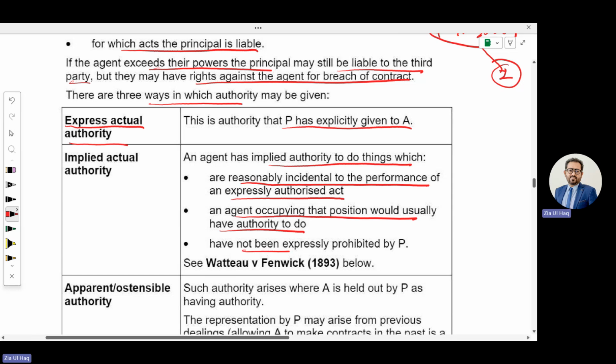They have not been expressly prohibited by P. I mean, P has not expressly said to the agent, okay, this is not your authority, this is not your authority. This means there is implied authority.